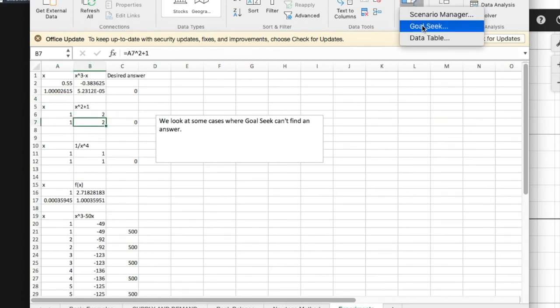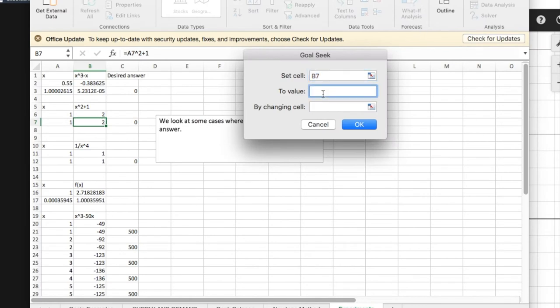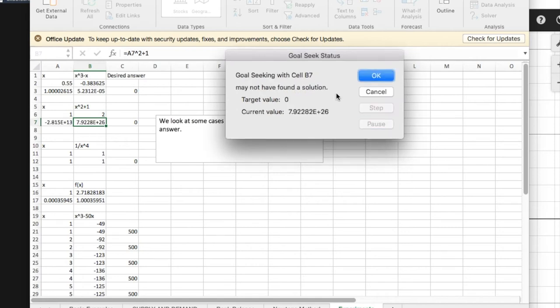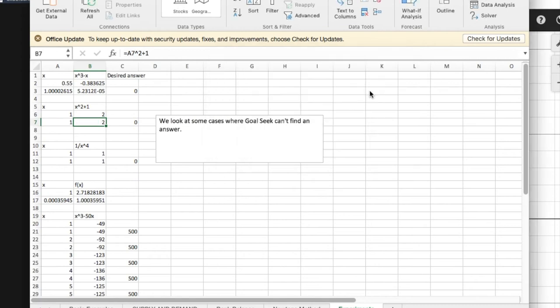I do what if analysis goal seek. I'd like B7 to be 0 by changing A7. And in this case, you'll notice goal seek goes crazy until it says, I've worked on this long enough. My last answer I've gotten is a huge number, 7.9 times 10 to the 26th, but it may not be a solution. And in fact, it's not a solution. That goal seek is using Newton's method and winds up bouncing all over the place if there isn't really an answer.